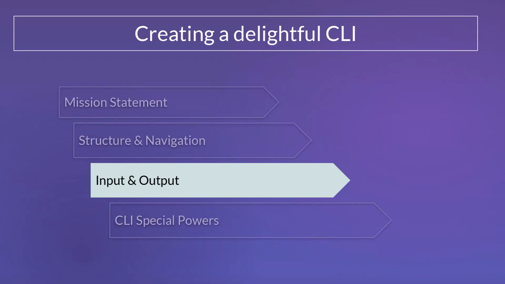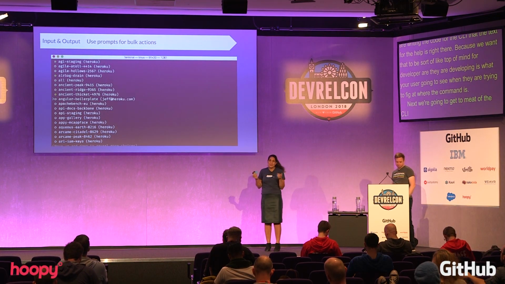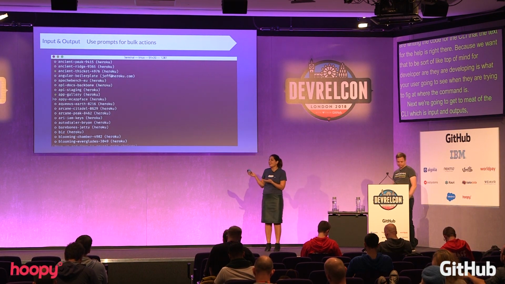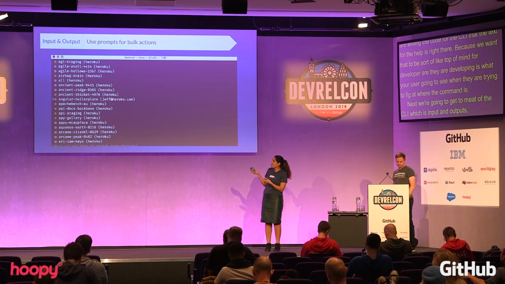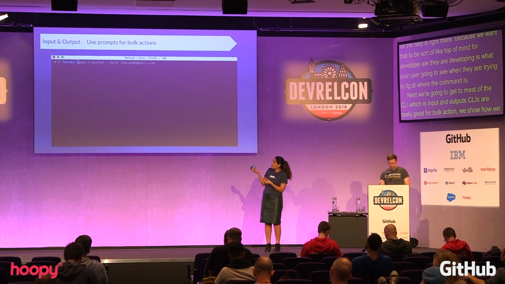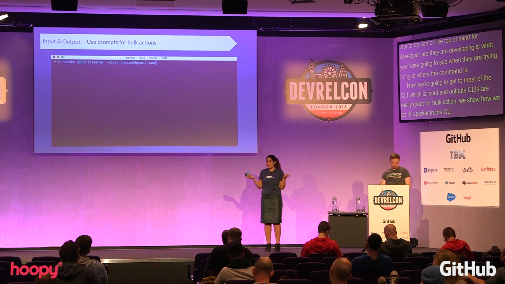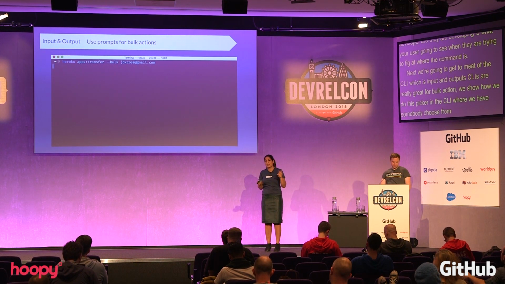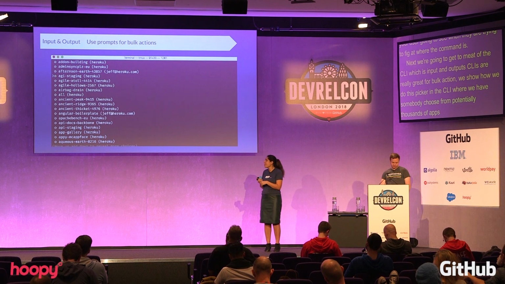Okay, next we're going to get to the meat of the CLI, which is input and output. CLIs are really great for bulk actions. So here we show how we do this picker in the CLI, where we have somebody choose from potentially thousands of apps, a subset of apps that they want to transfer somewhere else.